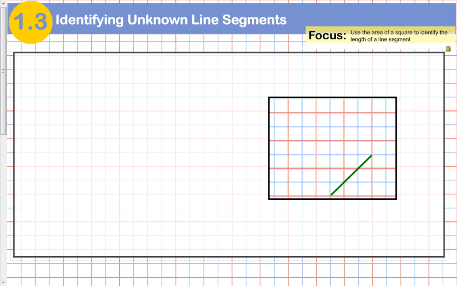Okay, 1.3, identifying unknown line segments. We went over this today, but we're just going to make sure that everything is really clear for you so that you can do this without any problem. Okay, so on the screen here, I have an unknown line segment. It is green inside that little grid space there.